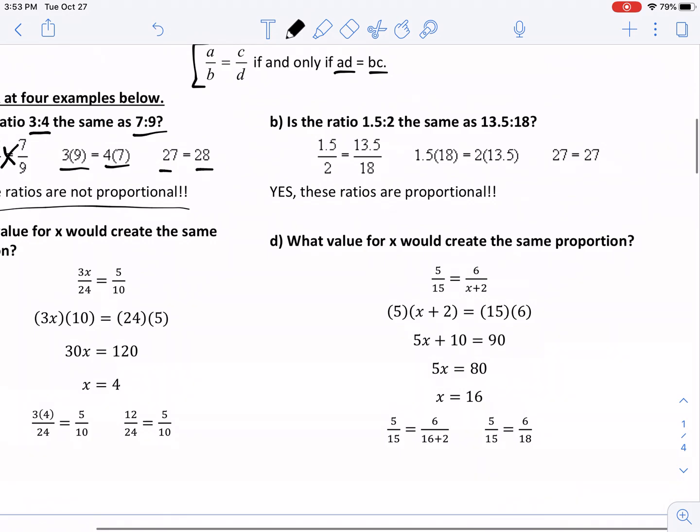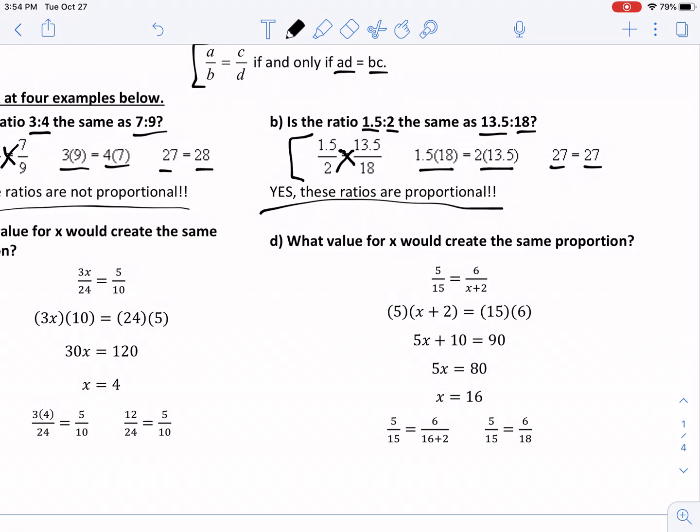However, we could also look at the example of 1.5 to 2 and 13.5 to 18. If we wanted to see if those are proportional, again, we could set it up as fractions, 1.5 over 2 and 13.5 over 18, and then cross multiply. 1.5 times 18, 2 times 13.5, and see if those are equal. 1.5 times 18, what does that come out to be? 27. 2 times 13 and a half, 27. Are those two sides the same? Yes. So those ratios are equivalent. Those ratios are proportional. Okay?